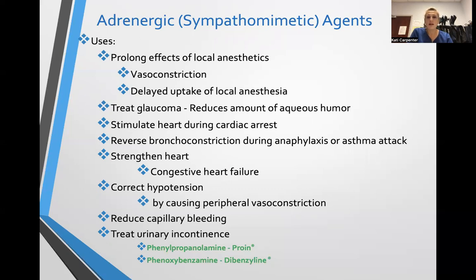Treating glaucoma. It actually reduces the amount of aqueous humor itself, that watery fluid that's in the eye. It's used to stimulate the heart during cardiac arrest. So we use that a lot in emergency situations. Reverse bronchoconstriction, when an animal is having an asthma attack or an anaphylactic reaction and they're having a hard time breathing, giving a sympathomimetic drug opens that airway. Remember, fight or flight, bring all that air, send blood to the muscles, heart and lungs. So all those effects could be useful as a side effect that we're using as a therapeutic drug.